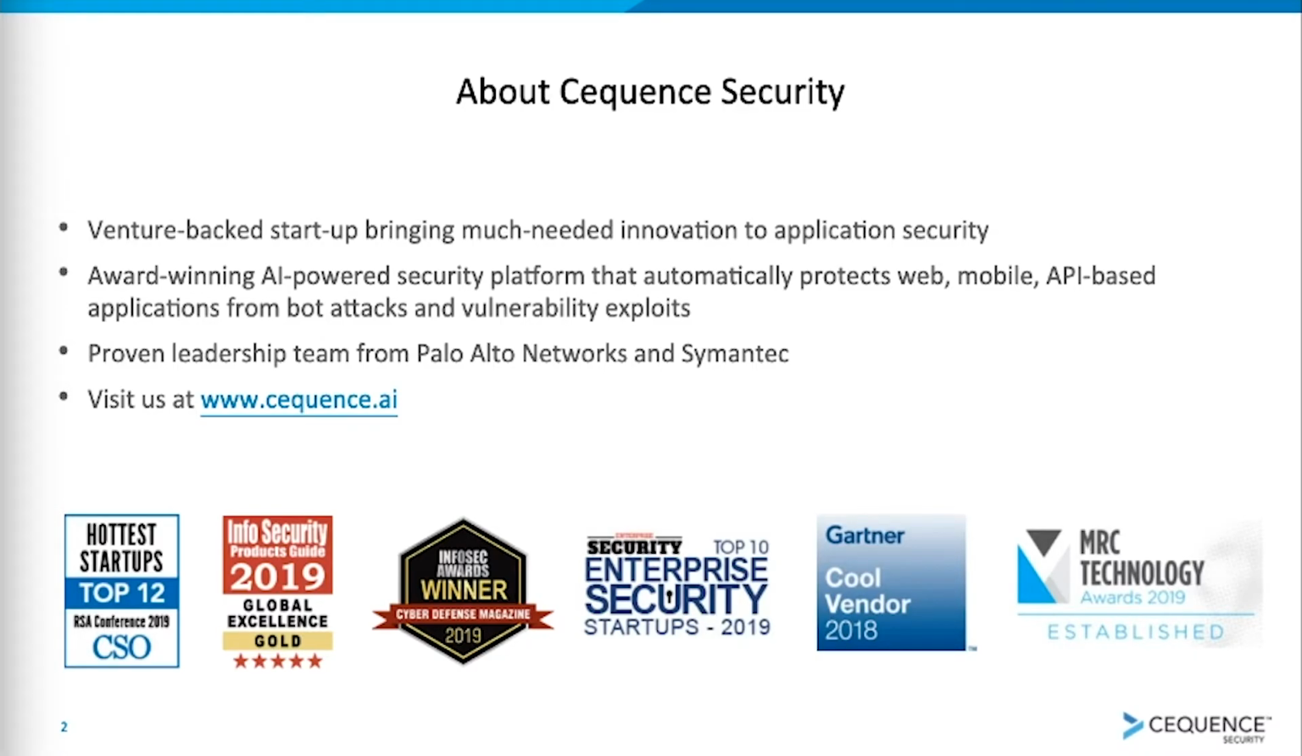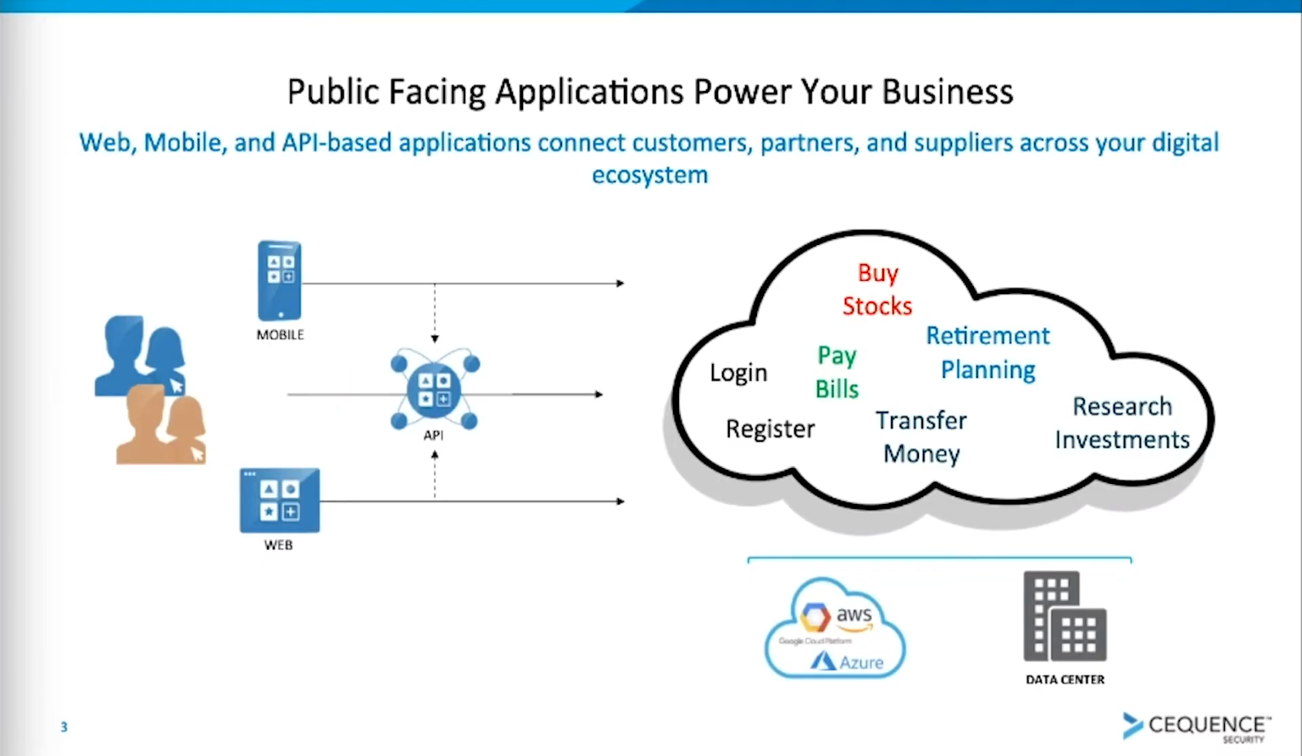So real quickly, a little bit about Sequent Security: a venture-backed security company out in Silicon Valley, California, focused on preventing automated attacks that might cause fraud or theft. We are managed by some industry veterans from both Palo Alto Networks and Symantec. Enough said about that. Let's get on to the meat of the matter.